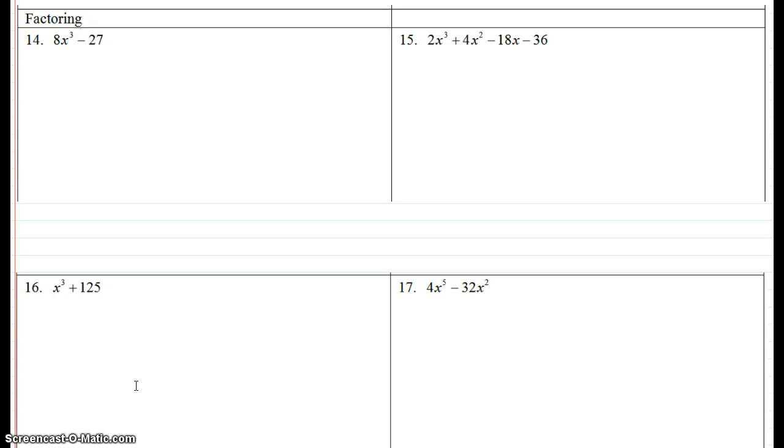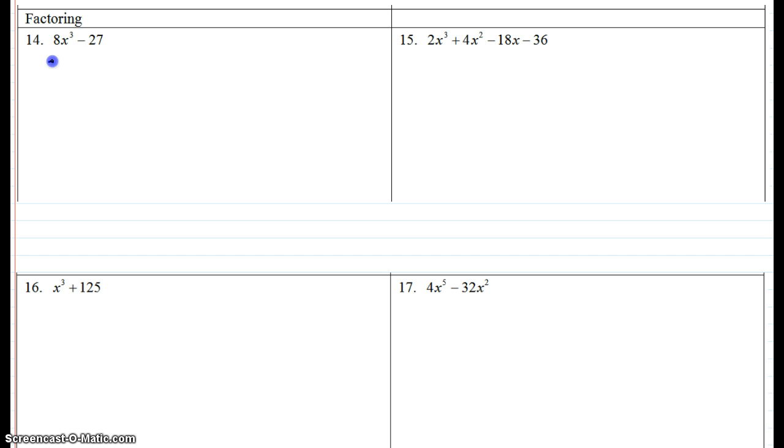Alright, let's look at 14, 15, 16, and 17, all concerning factoring. As we look at number 14, the first thing you should notice is we have a cube, we have a difference, so we should automatically think difference of cubes. This happens to be one of my favorites. So first, can you rewrite these as cubes?